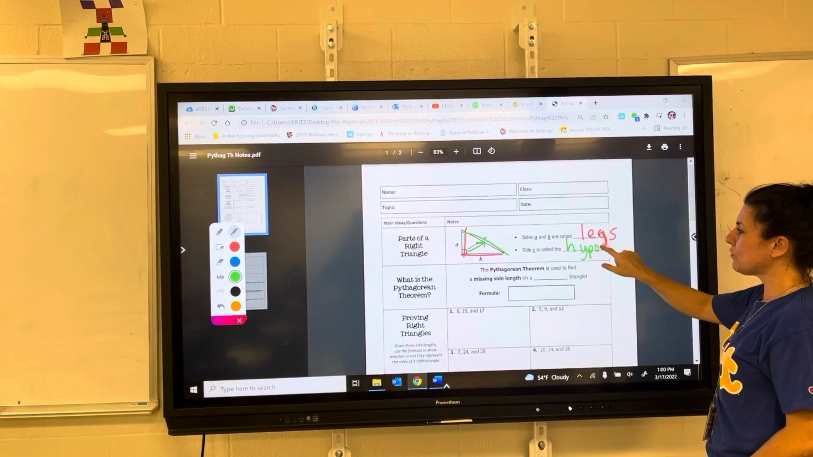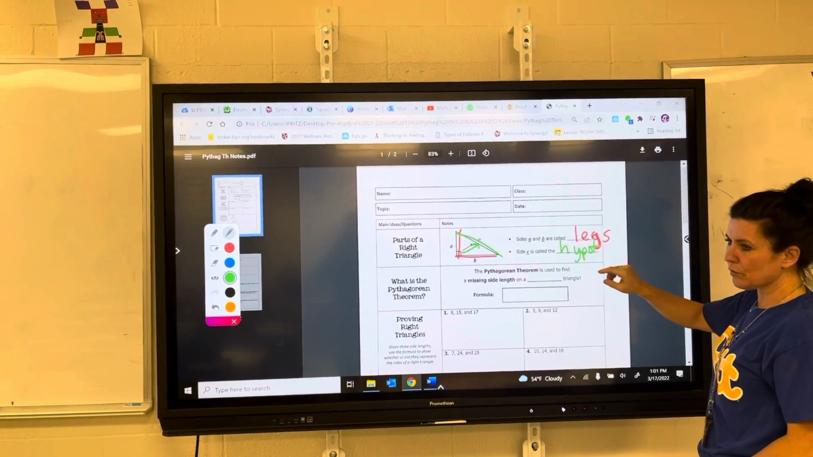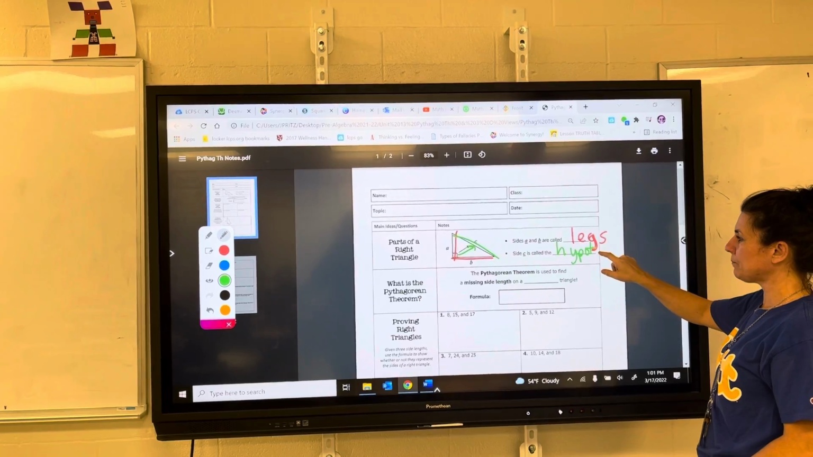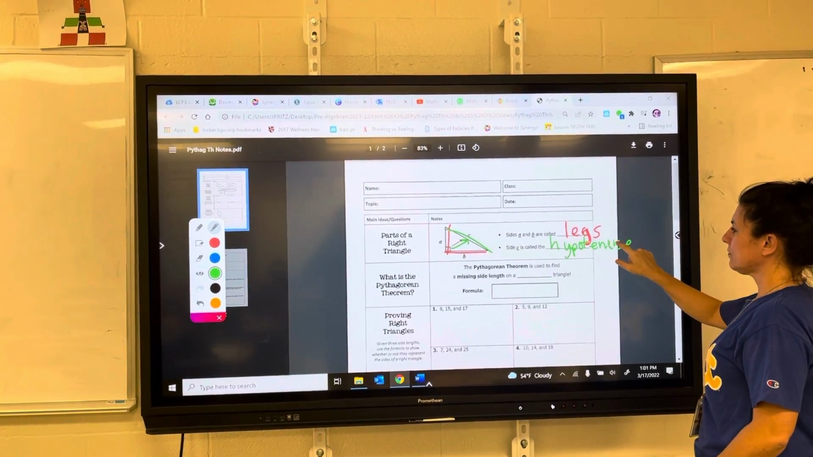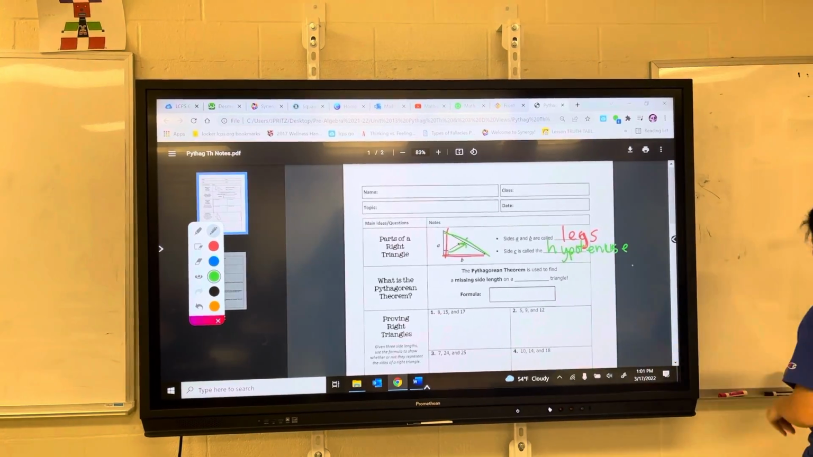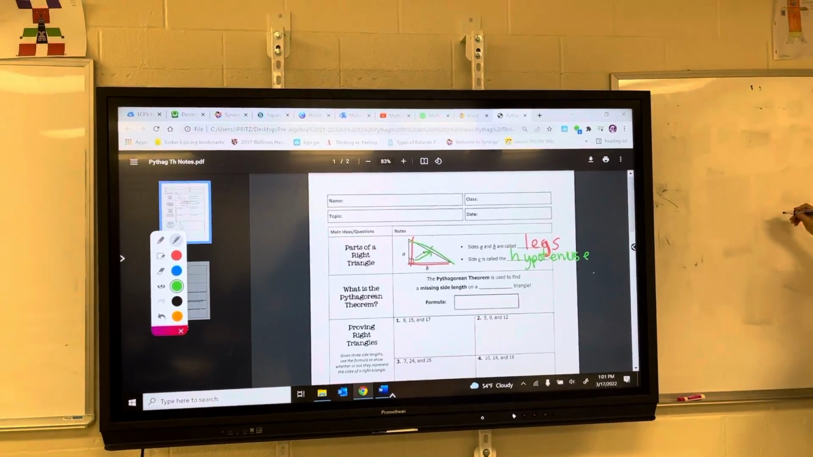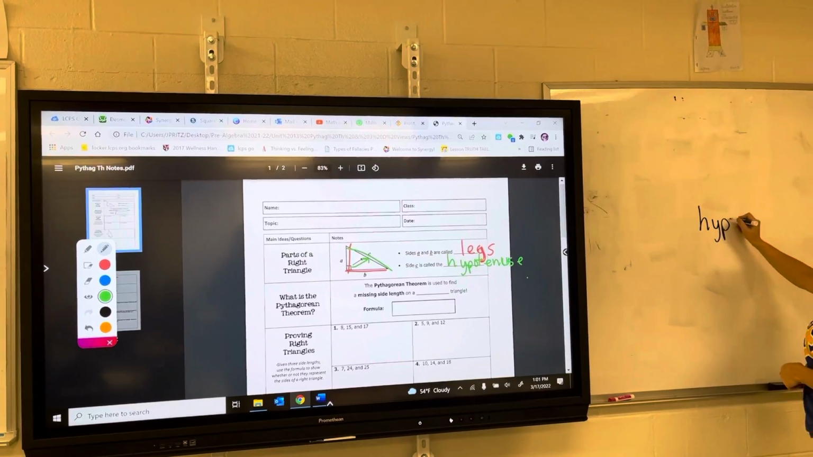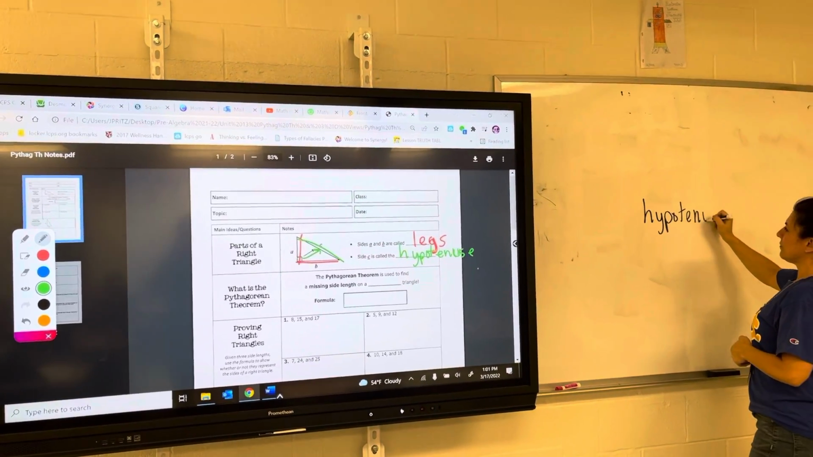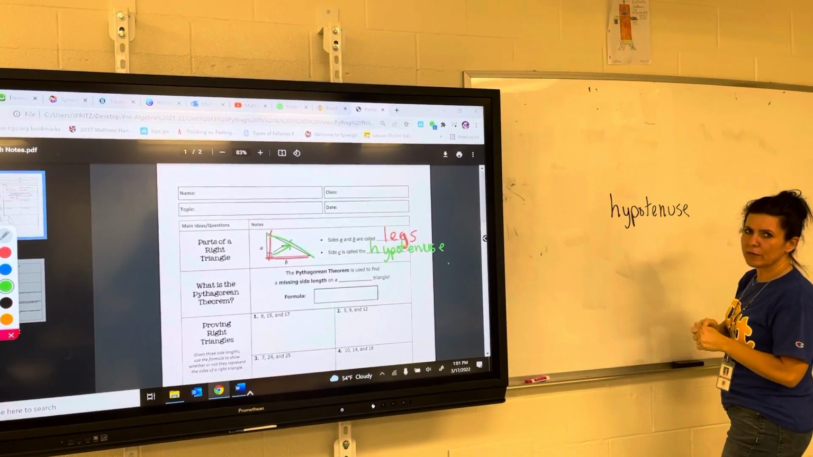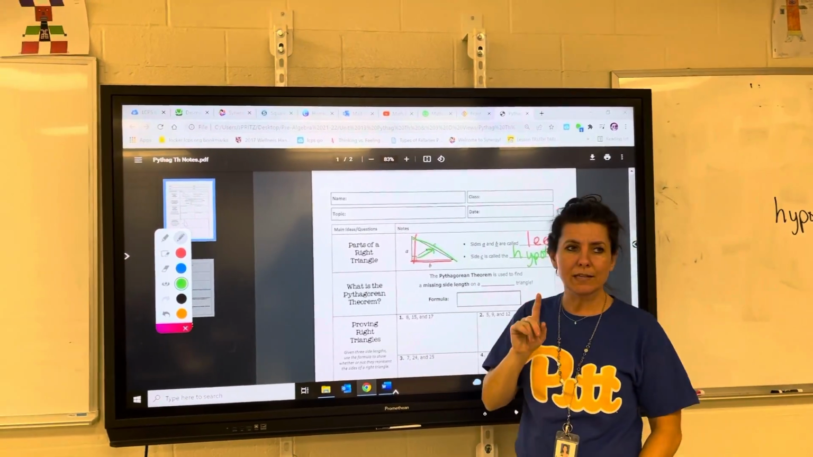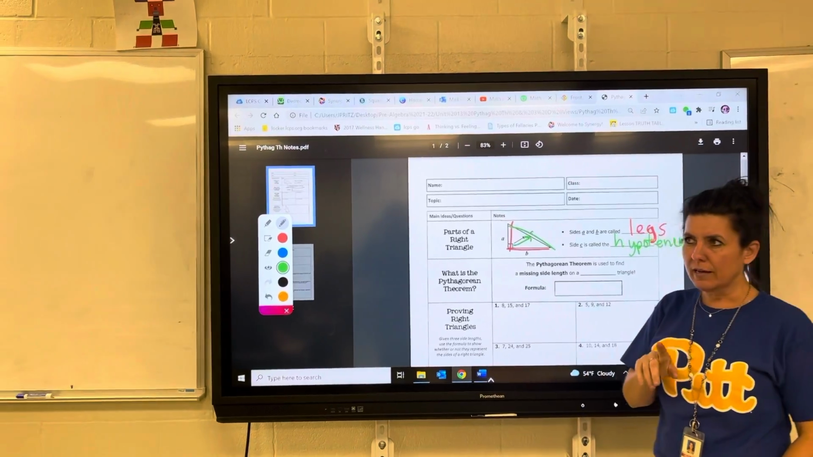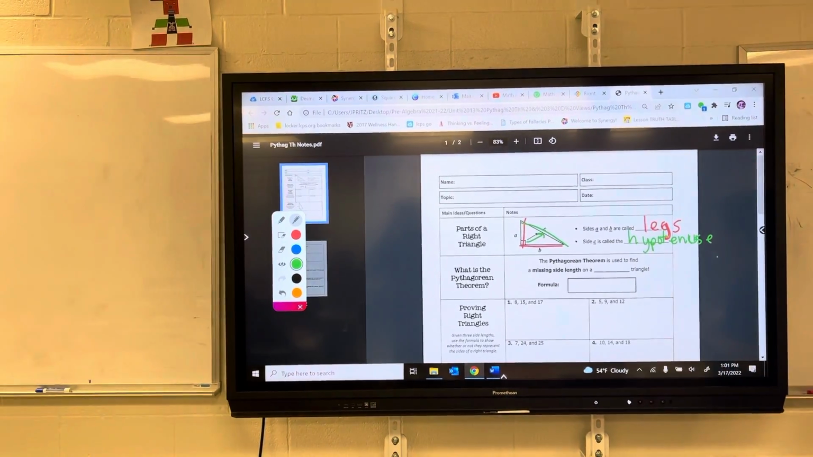Please make sure that you're filling in your notes as I'm filling this in up here. Hypotenuse, let me write that on the board because it's not showing up very neat. So the hypotenuse is special because it is directly across from the 90-degree angle, and there's only one side that can be called the hypotenuse. It's important that you see where that is.